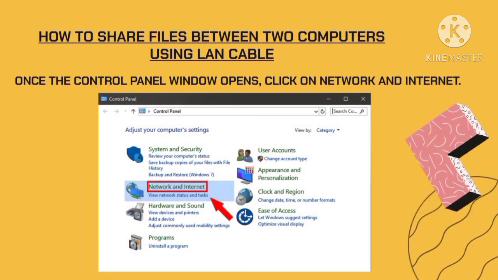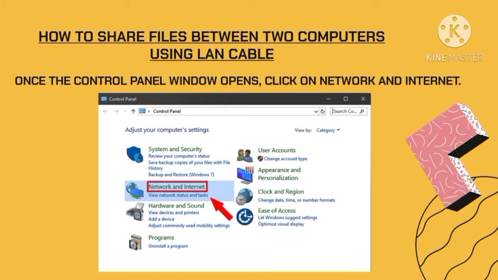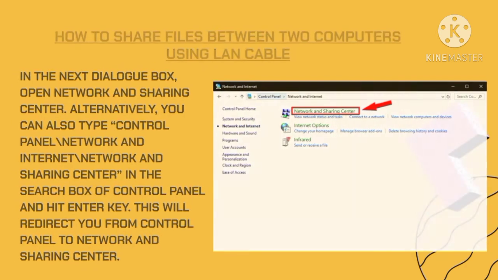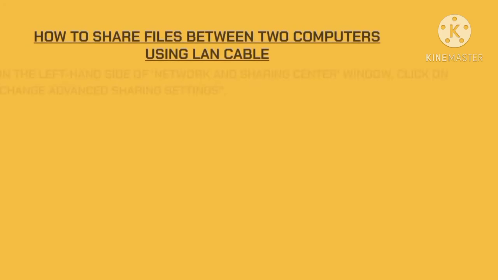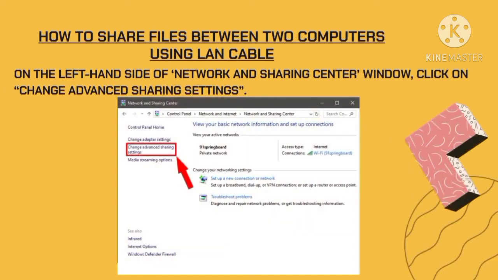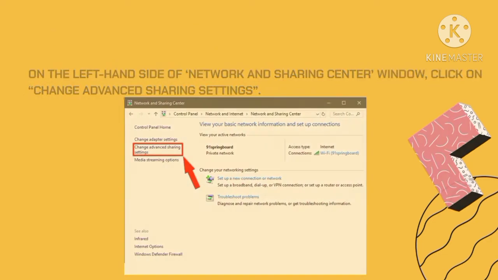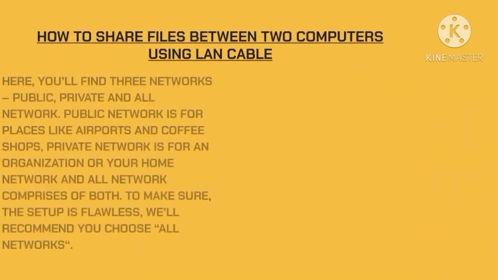Then once the Control Panel window opens, click on Network and Internet. In the next dialog box, open Network and Sharing Center. You can also type Control Panel. On the left hand side of the Network and Sharing Center window, click on Change Advanced Sharing Settings.